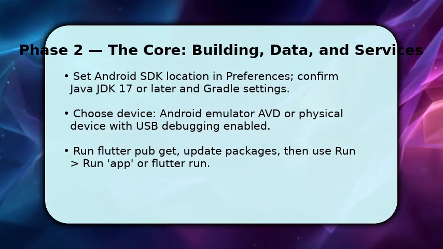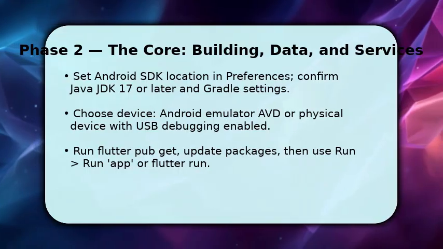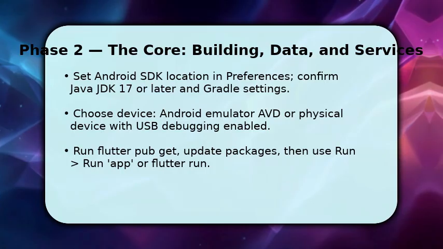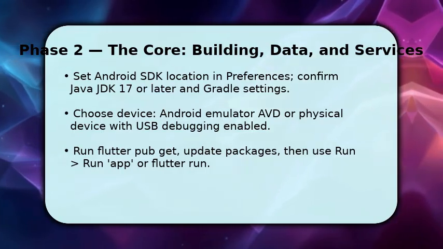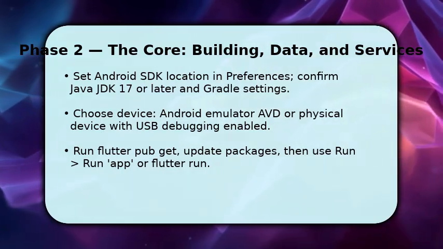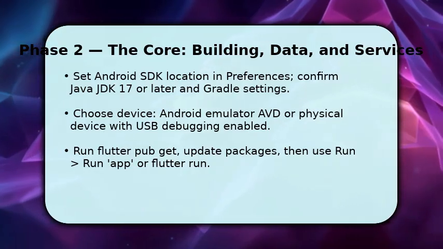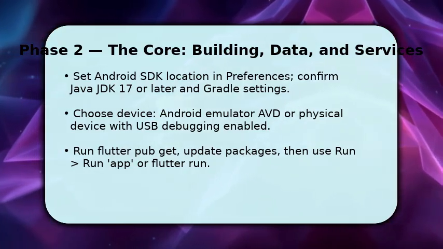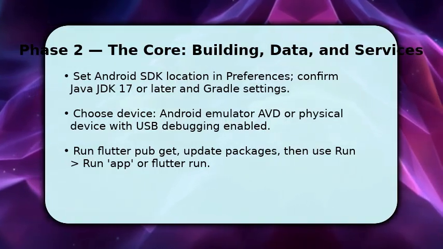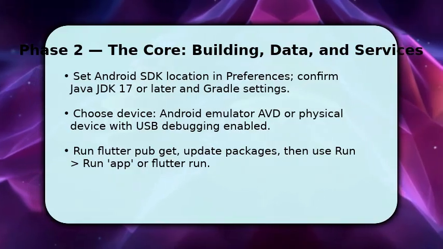Next, you configure project-level tools and build settings so compilation is predictable. Set the Android SDK path and preferences, confirm JDK 17 or newer, and check Gradle wrapper versions in Android/Gradle. Create or launch an AVD or connect a physical device with USB debugging enabled. Make sure the device appears in Android Studio's device selector.